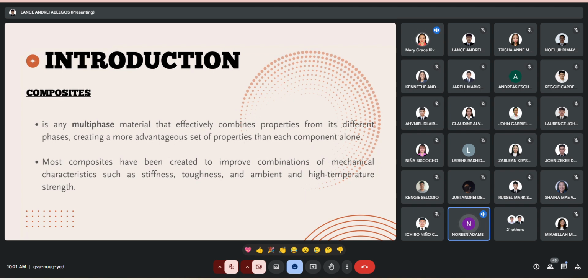So when we see one material with a certain property and another material with a different property, it's often difficult to find a single material that combines both of these properties. Therefore, we combine these two materials or phases to create a composite with a unique set of properties that wouldn't be achievable with any single material alone. Furthermore, most composites have been created to improve combinations of mechanical characteristics such as stiffness, toughness, and ambient and high temperature strength. Next slide po.